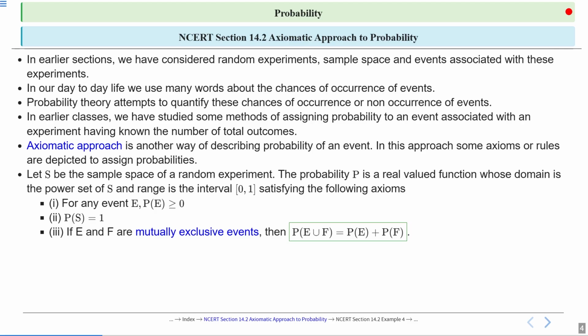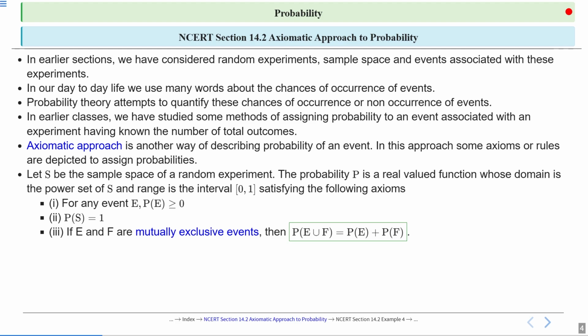P is a real valued function, and what is the domain of P? The domain of the function P is the power set of sample space S. Okay, and what is the range of P? The range of P is the interval 0 comma 1. Okay, and then note down three axioms.